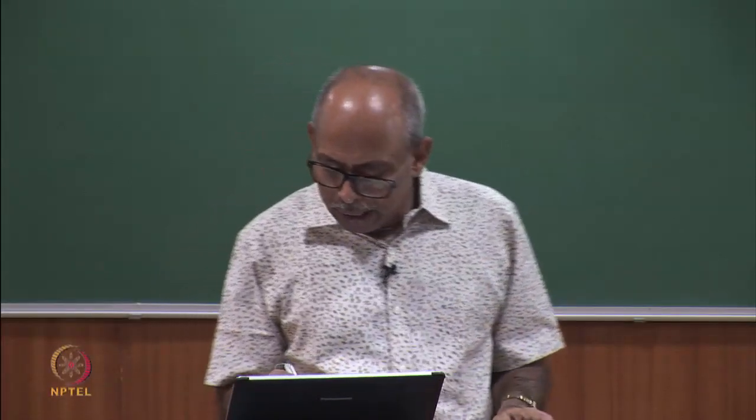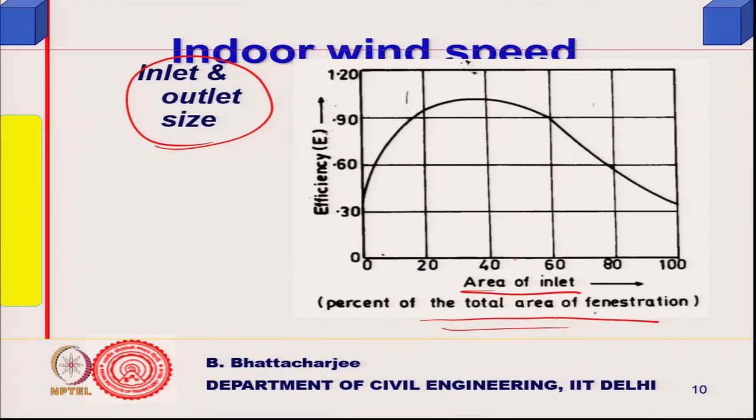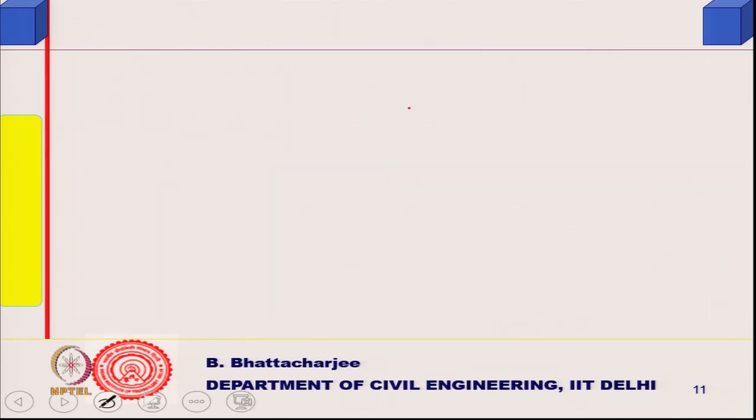No, what is it? Area of inlet divided by percent of area, total area of fenestration. So, this is only inlet. 50 means inlet and outlet area is more or less same. If you see 40, inlet is slightly higher, you get better coefficient, efficiency is more. And what is efficiency?